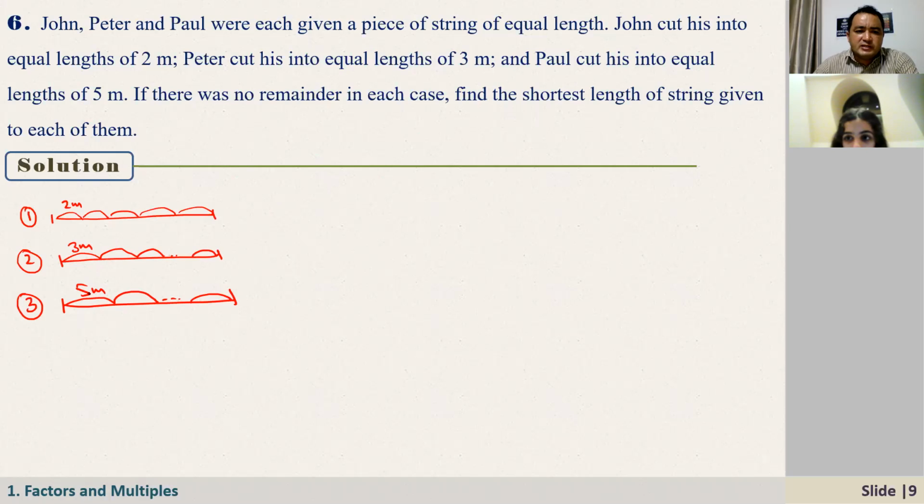What is the question? It says that when they cut this, if there was no remainder in each case, that means John cut his string into exactly some number of small pieces, right? We don't have any remainder. That means every piece length is 2 meters, 2 meters, 2 meters, 2 meters. We don't have any piece that is different from 2 meters, without leaving any remainder. In a similar way for the second guy and third guy, the question is find the shortest length of string given to each of them.